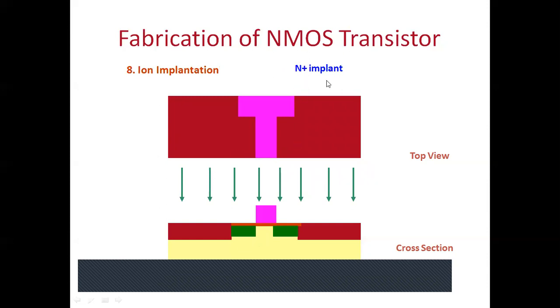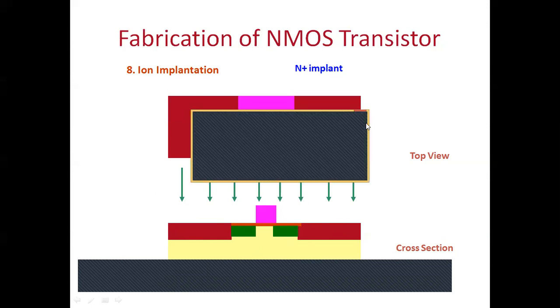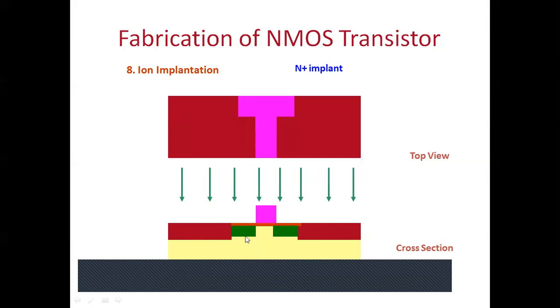And that N plus implant is made, N plus impurities. So that N plus impurities will penetrate through this thin oxide here. You can see. And it will penetrate through thin oxide and forms N plus source and N plus drain in P-type material. And that N plus impurities will be received by this polysilicon material also. But it will increase the conductivity. But this N plus impurities cannot penetrate through this thick oxide. This thick oxide blocks this N plus impurities. Okay. So thus, you have N plus source, N plus drain, gate insulator, and gate.